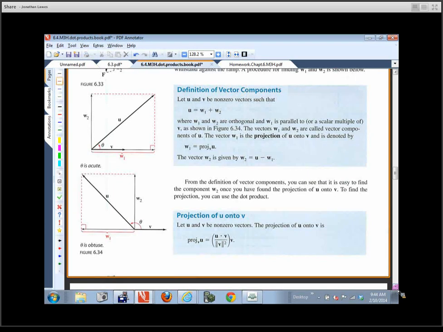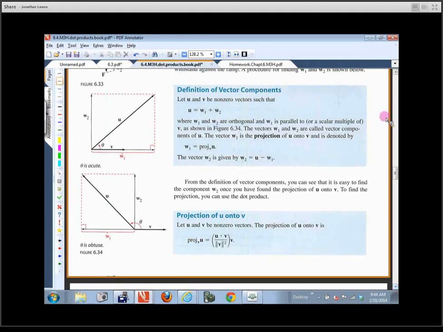So the next part of the section is about projections. It's about projecting a vector onto another vector. Okay? Sometimes we call it decomposing a vector or breaking a vector into its parts. Remember we did partial fraction decomposition? Okay, it's similar to that. Okay? Except we're taking a vector and we're breaking it down into two components.